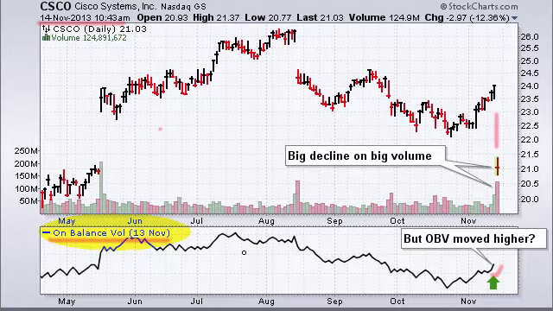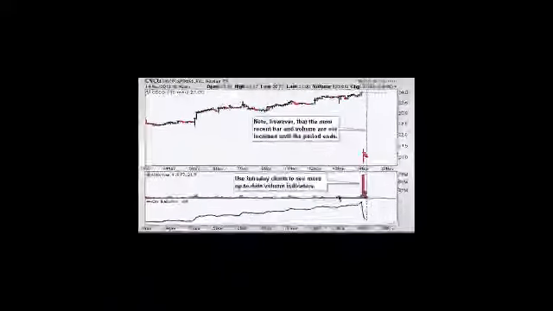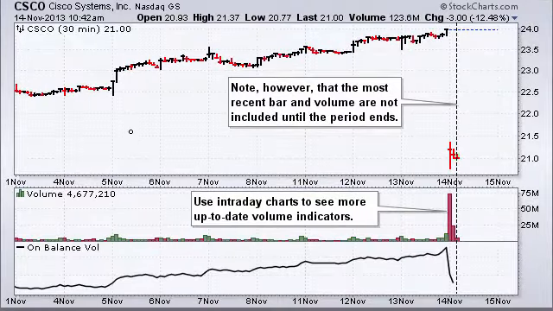So what if you really need to see what this indicator is doing today? Well, you can turn to an intraday chart. And let's see how that looks. So here's a 30-minute chart for Cisco going back over the last 10 days. And you can see we've got three 30-minute bars on the 14th of November.